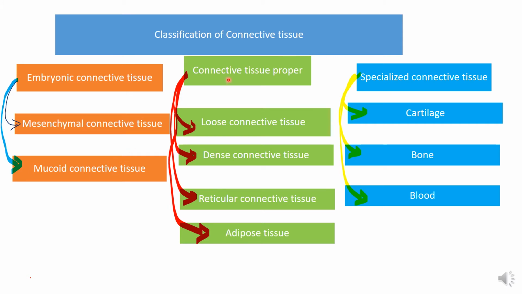Number two is the connective tissue proper, which consists of four types: the loose connective tissue, dense connective tissue, reticular connective tissue, and the adipose tissue. Then last is the specialized connective tissue, which includes the cartilage, bone, and the blood. So three types: the embryonic, the connective tissue proper, and the specialized connective tissue.